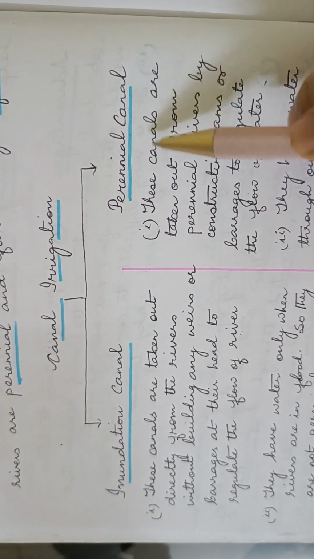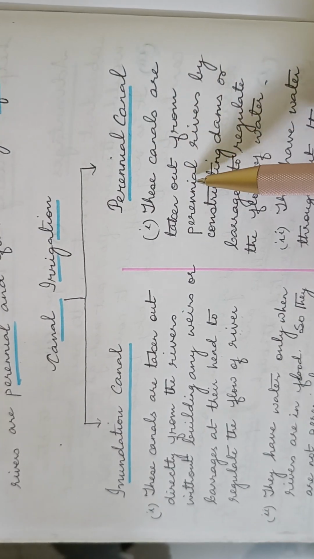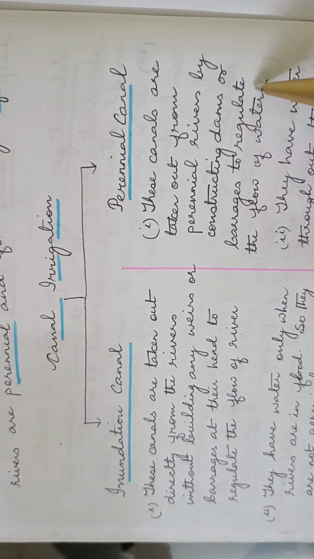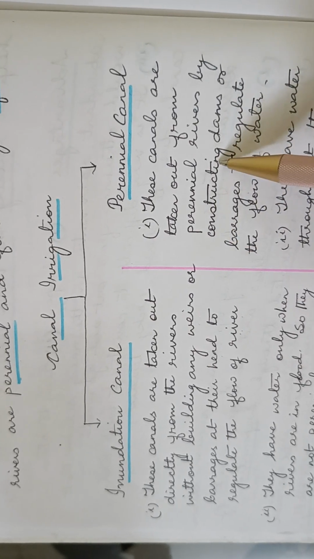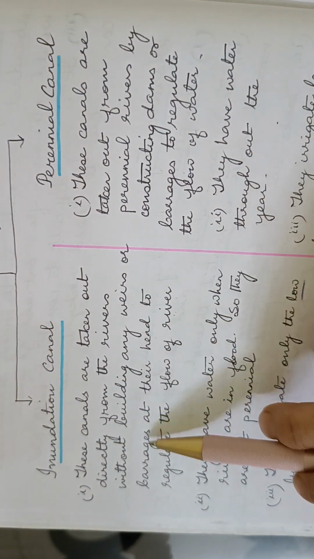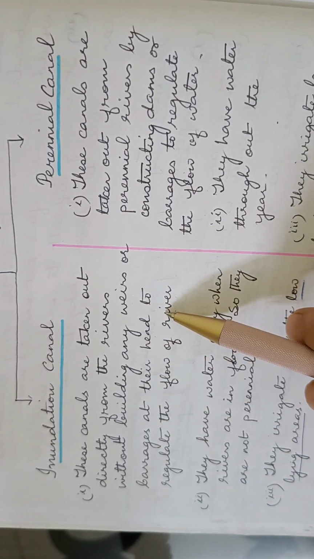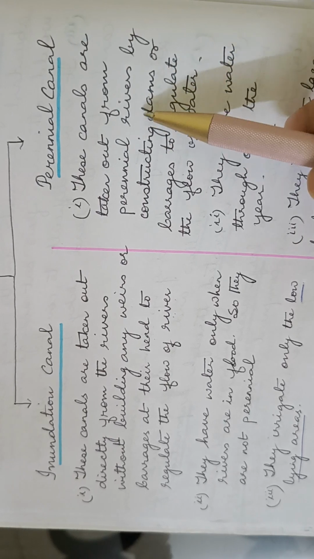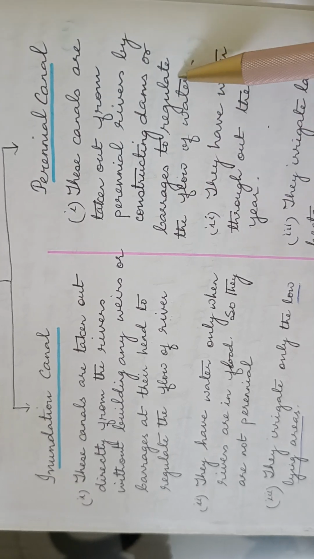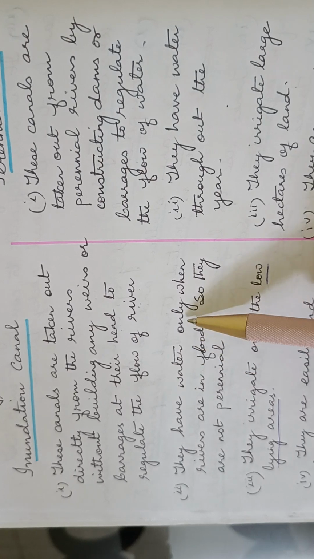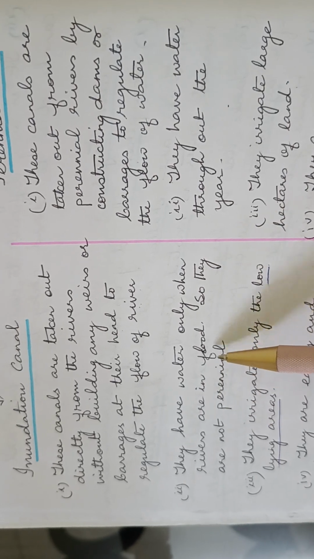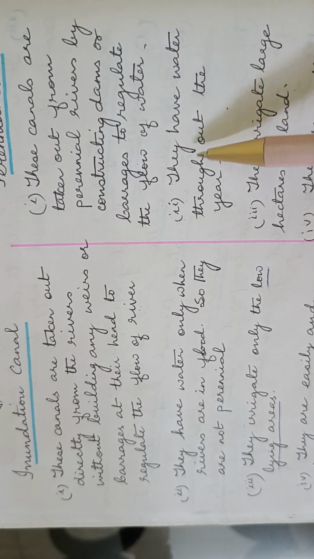Whereas perennial canals are taken out from perennial rivers by constructing dams or barrages to regulate the flow of water. So here is one difference. In case of inundation canal, we do not have to build any weirs or barrages to regulate the flow of river, whereas in case of perennial canal, we have to construct dams or barrages to regulate the flow of water. Second, inundation canals have water only when rivers are in flood, so they are not perennial. Whereas perennial canals have water throughout the year.